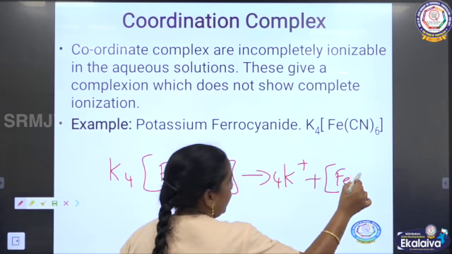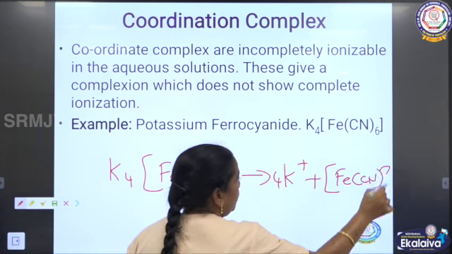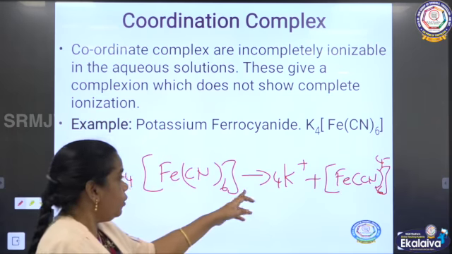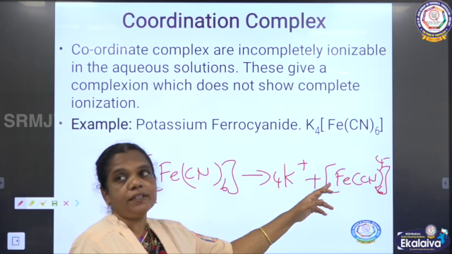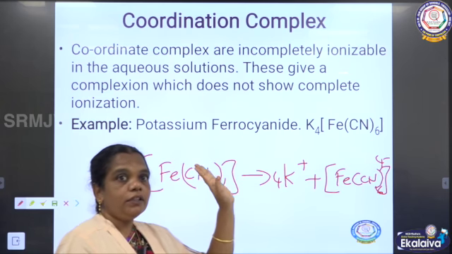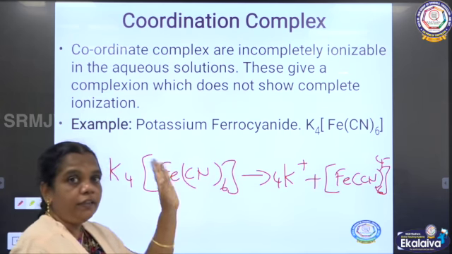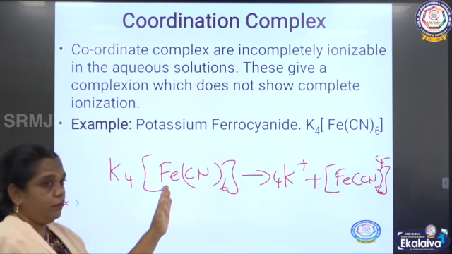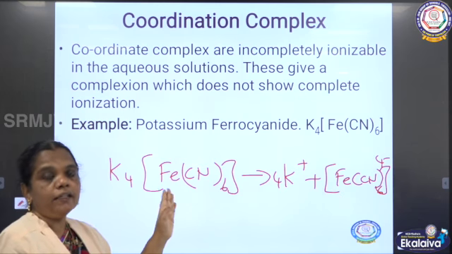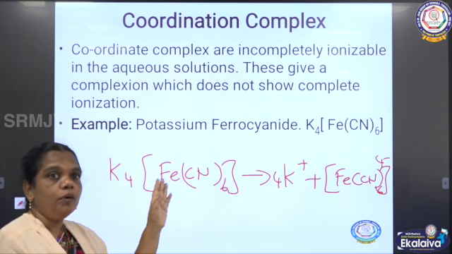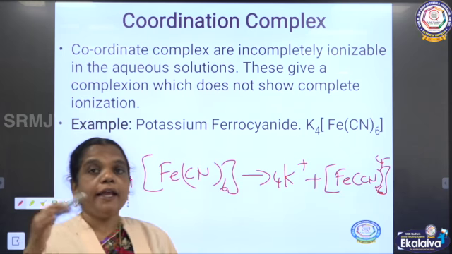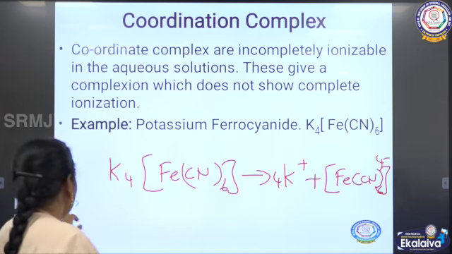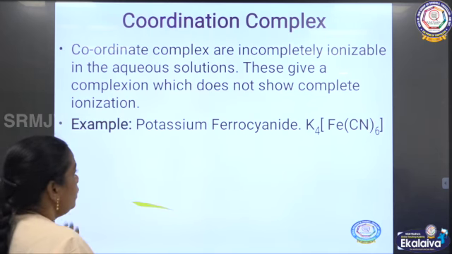So, here the iron and cyanide cannot dissociate into ions, they do not undergo ionization as Fe and CN minus. So, in the coordination compound, that is the difference between the double salt and the coordination compound. The atoms, molecules or ions are arranged in a compound, but in aqueous solution the ionization is different from a double salt. This is one of the properties of coordination compound.